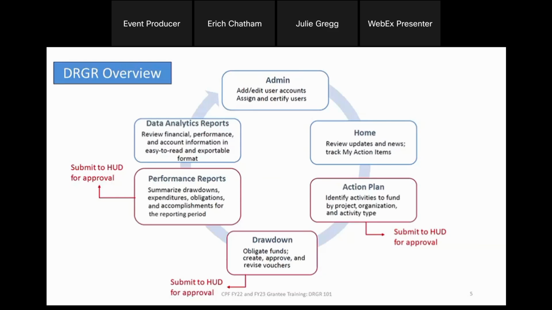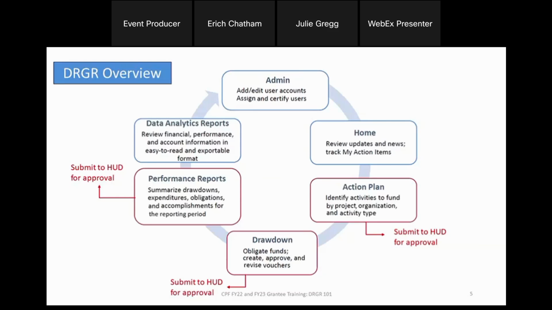And once the plan is approved by HUD, it will initiate populating the grant and actually having the funds available through this DRGR system. You'll use the drawdown module to obligate funds to specific activities, and then you will create and approve vouchers or drawdowns, again, which create and initiate ACH overnight payments through the line of credit control system.